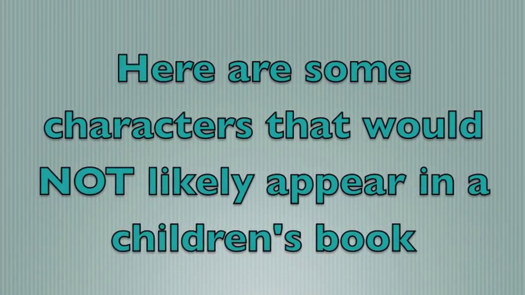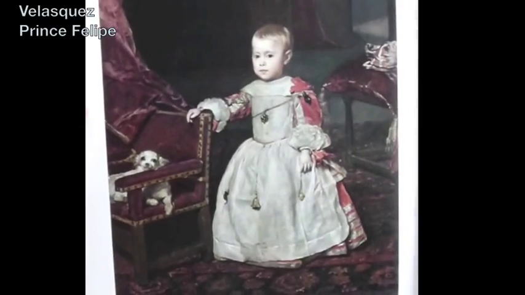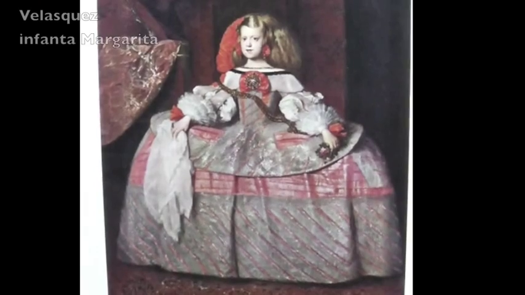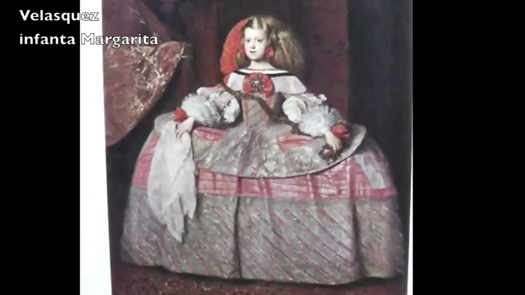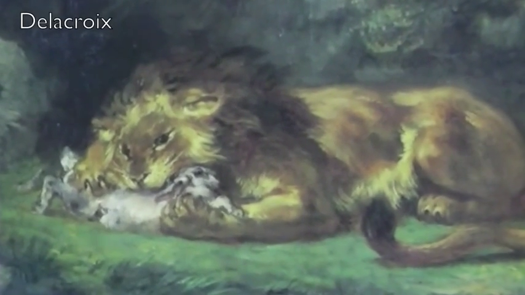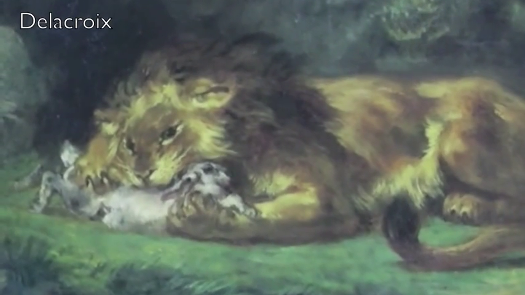Here are some characters that would not likely appear in a children's book. While they are children, they are just too still, and they are looking straight at the camera. They don't seem real. While art directors do look for animals as characters, this animal character probably wouldn't appear on a page with these words.